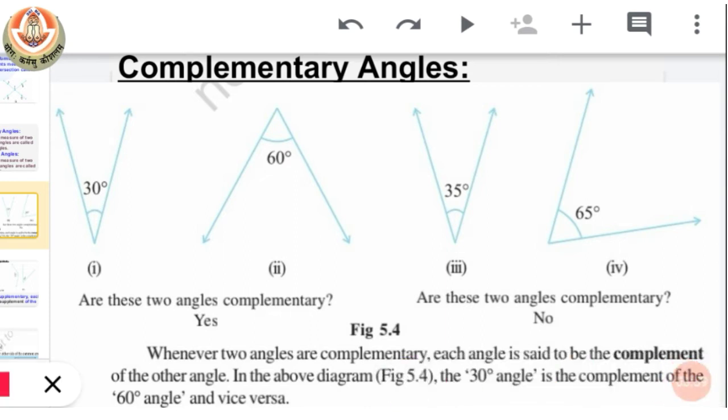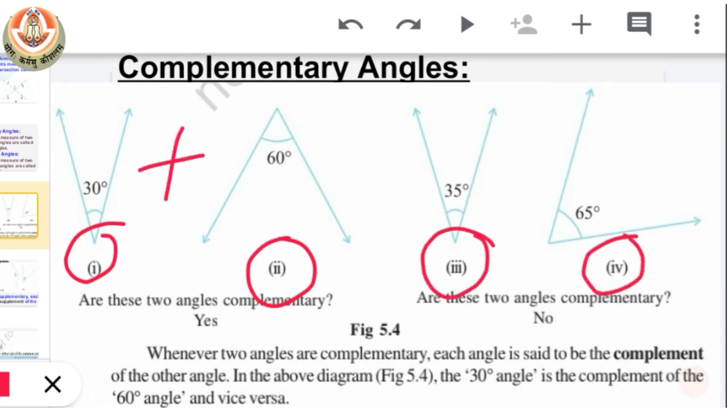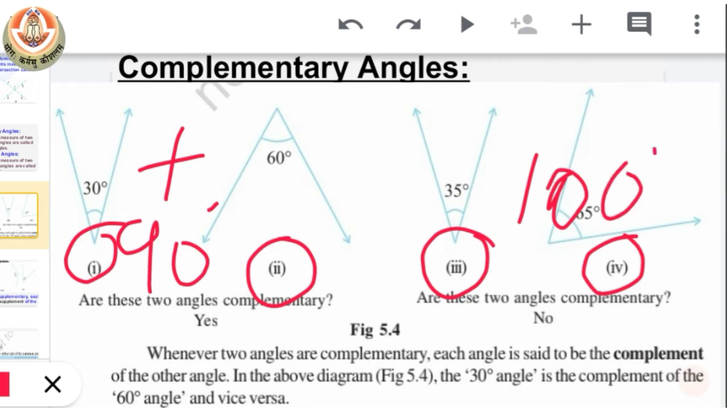Now you can see here we have two pairs of angles. The first one is 30 with 60 and the second one is 35 with 65. When we add 30 with 60, we get 90 degrees, and when we add 35 with 65, we get 100 degrees. So on the basis of the definition of complementary angles, when the sum of two angles is 90, they are known as complementary angles. That means this pair of angles is complementary, whereas this pair is not complementary.